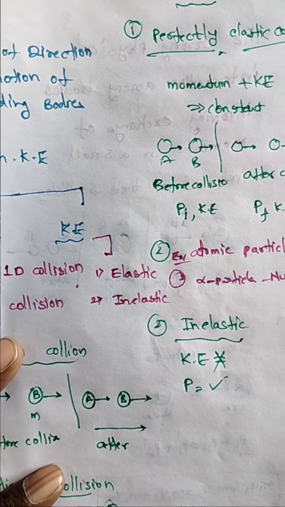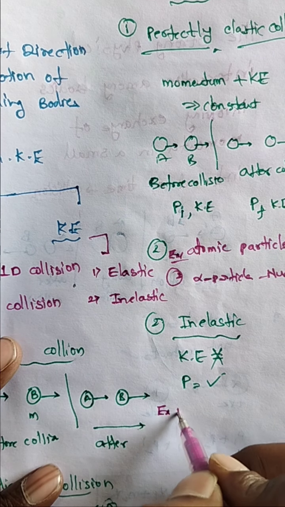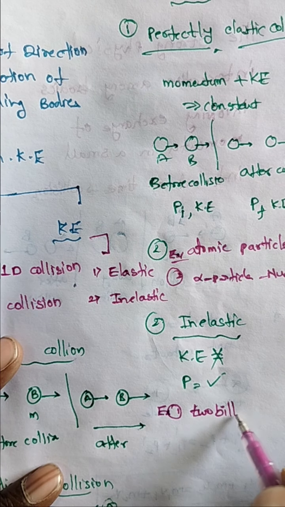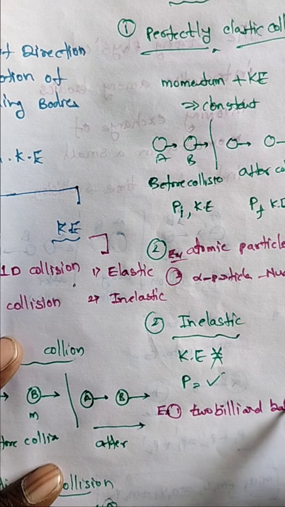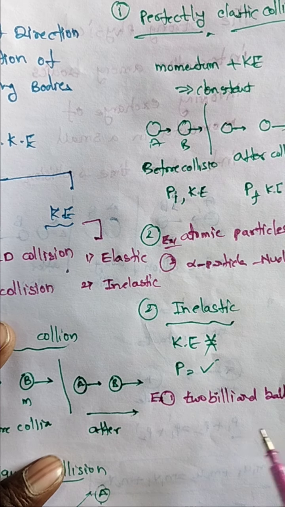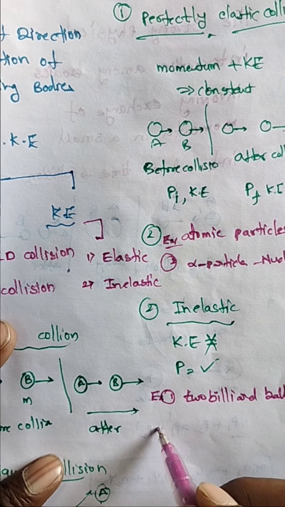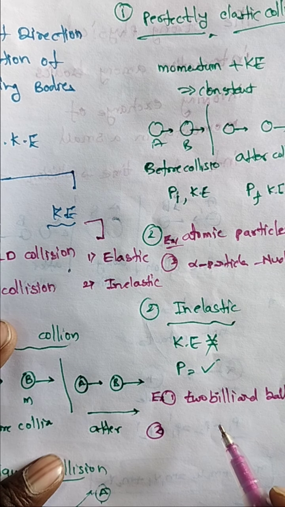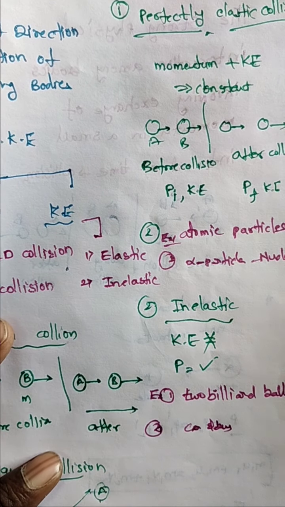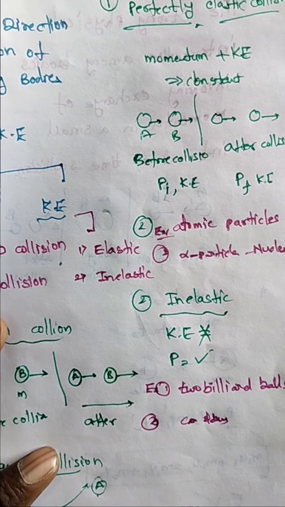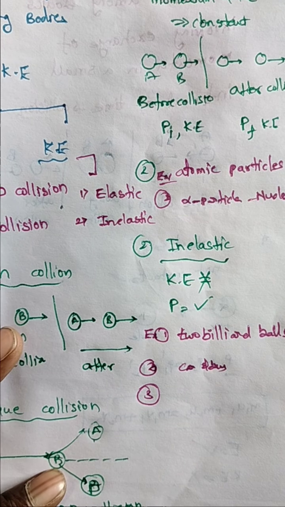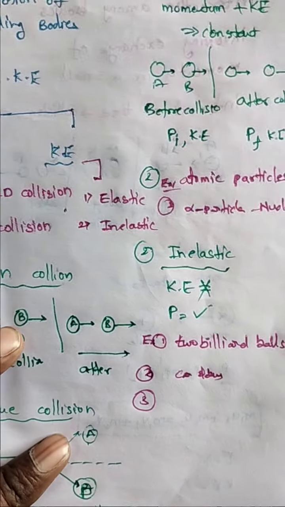In inelastic collisions, what is an example? The example is two billiard balls. Some games we know very well, like billiards. The collision between two billiard balls gives an inelastic collision. And two automobiles, suppose a car and a bus colliding on a road, is also an inelastic collision. The third one is a special case, the perfectly inelastic collision.